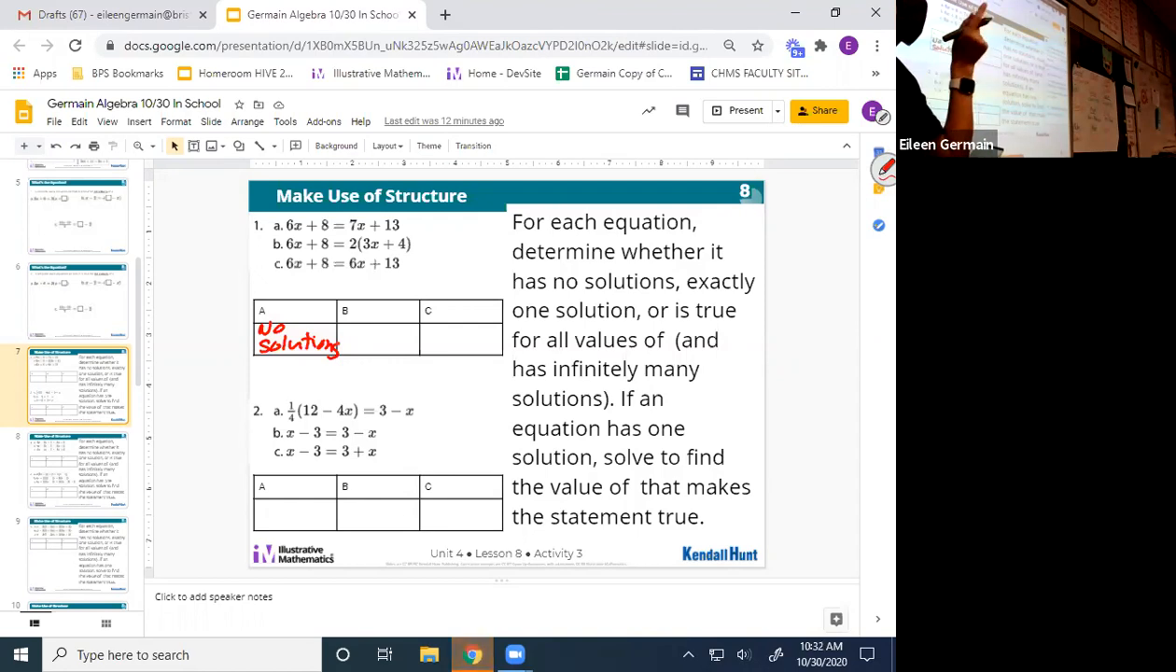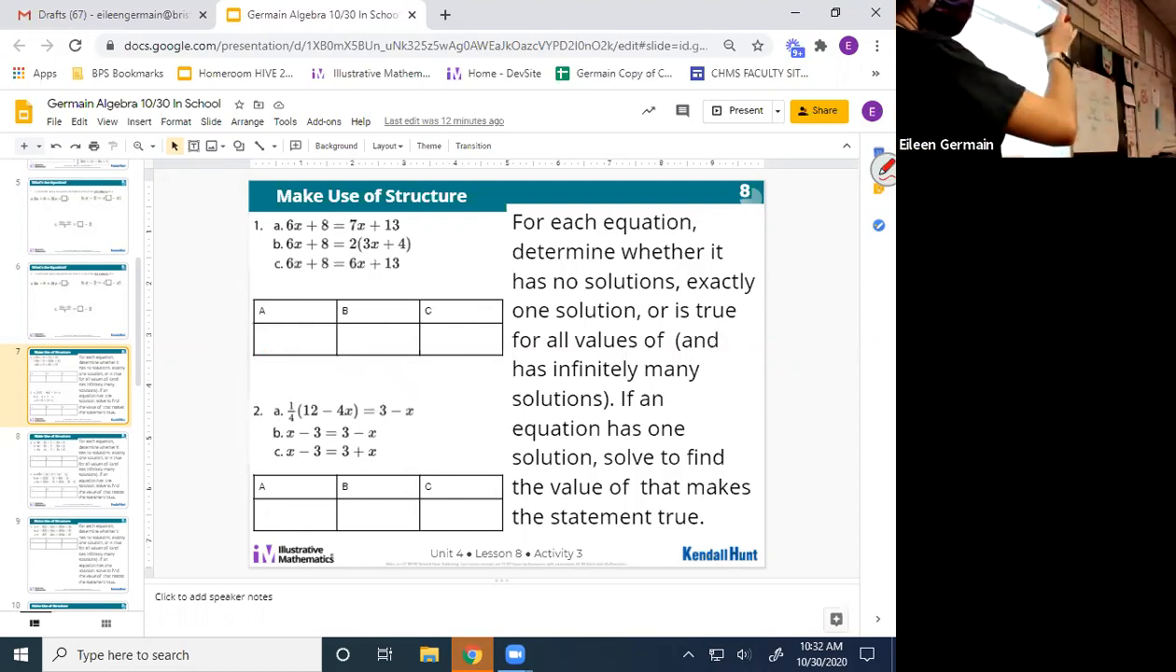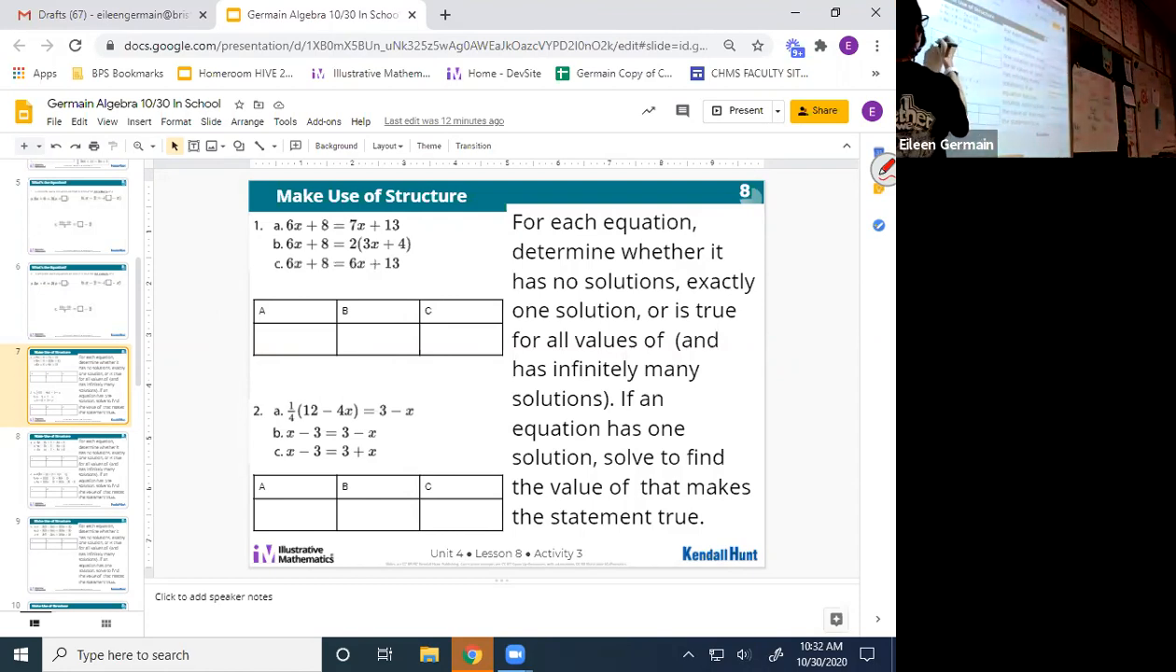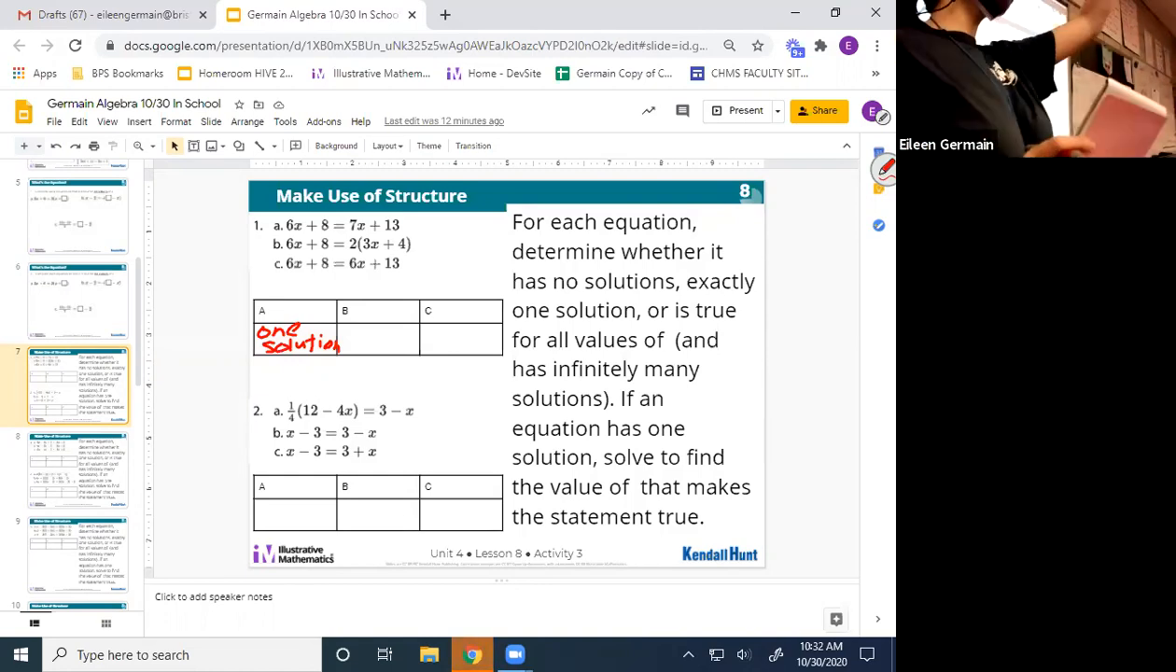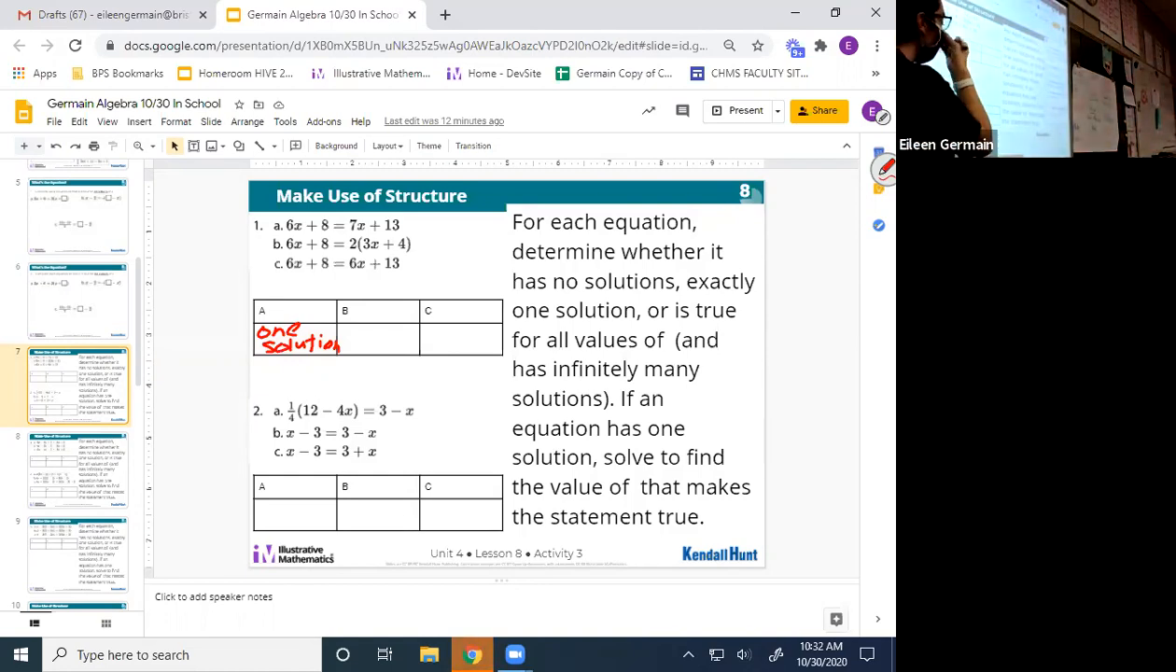Cindy said no solutions. What did you think, John? It has one solution. And why do you think it has one solution? Because you solved it and you had x is equal to a number? Good. Connor, why else do we think that that would be one solution? Very good. So the variables are different on each side. We have a 6x and a 7x. So it would be one solution, everybody. One solution for that guy.